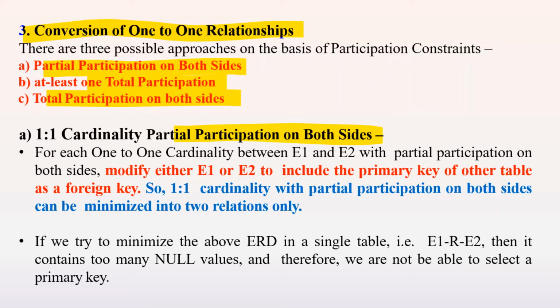For this case, as we have two entities, E1 and E2, either entity can include the primary key of the other entity as a foreign key. So both options are available. Either we go with E1 including the primary key of E2, or we go with E2 including the primary key of E1. So one-to-one cardinality with partial participation on both sides can be minimized to 2 relations only. Instead of 3, we get 2 relations.